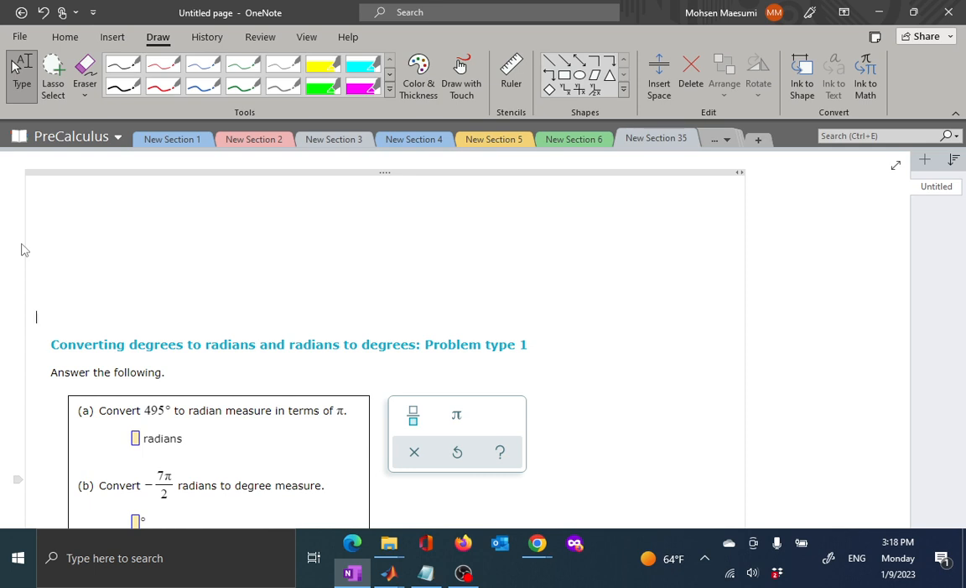Let's see, we are starting with trigonometry. The first thing with trigonometry is to learn about angles and how we measure angles. The primary way of measuring angles is in terms of a circle.